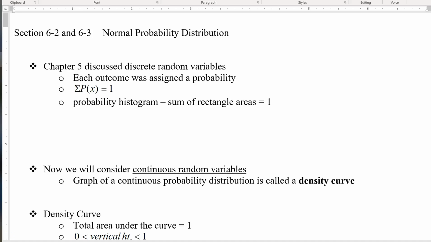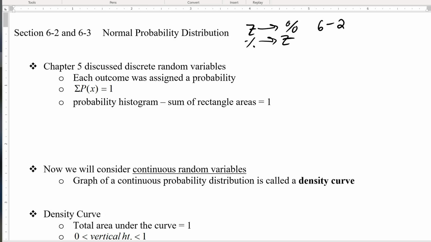So in 6.2 and 6.3, we're going to be looking at the normal probability distributions. And specifically, we're going to be given different scores. We need to be able to go from a z score to a percentage. And that would be in 6.2. A percentage to a z score, also in 6.2.